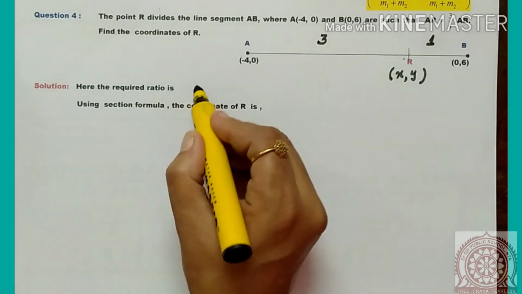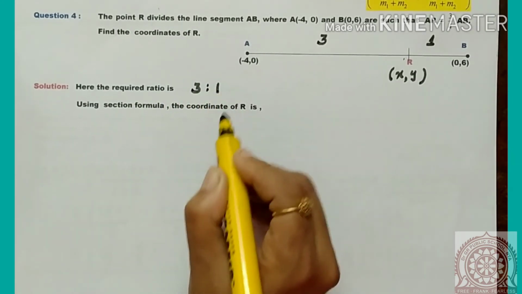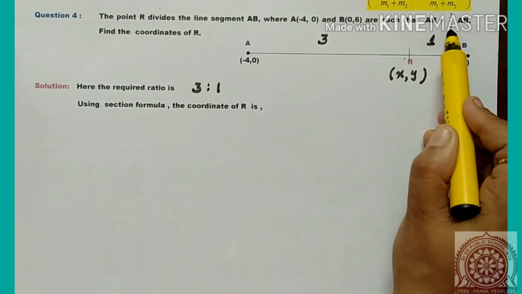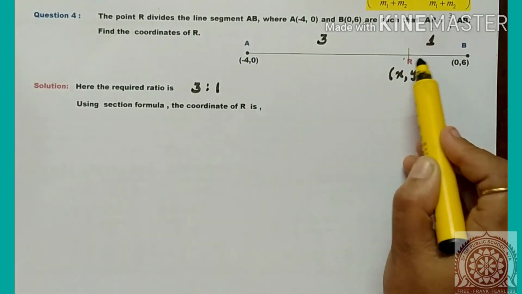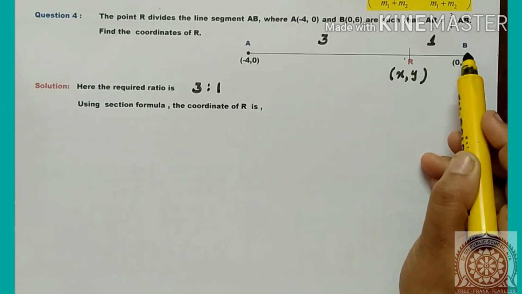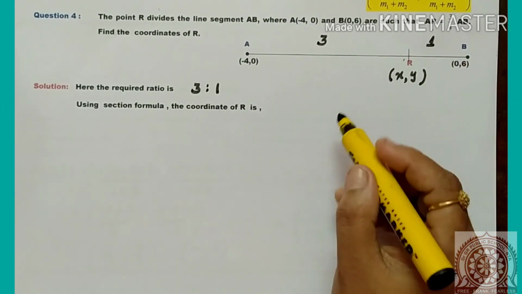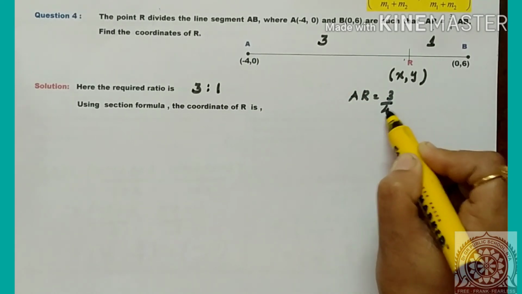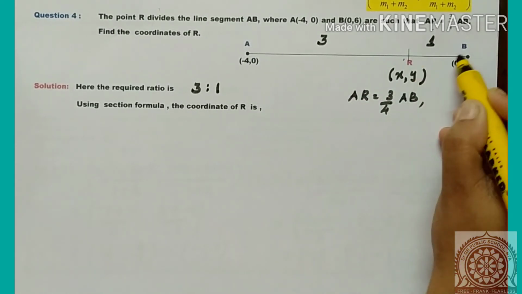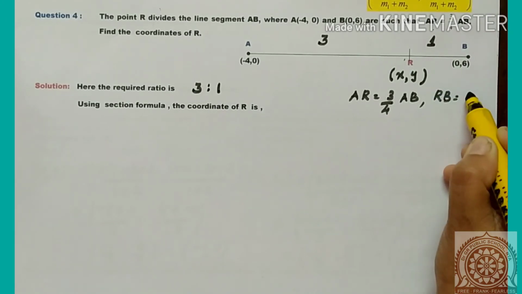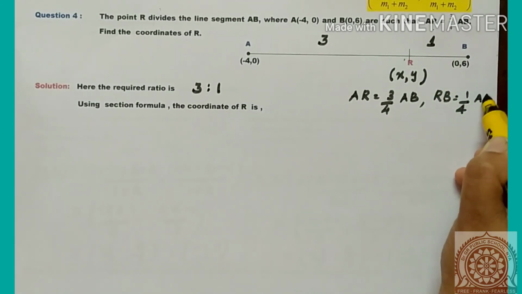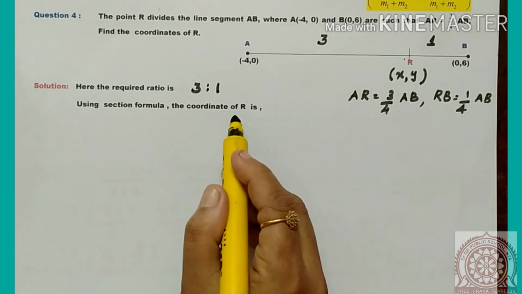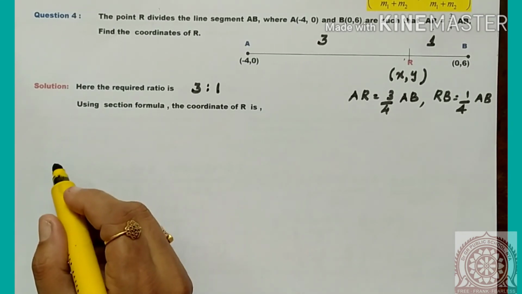Now here the required ratio is 3:1. I hope you understand how we got the ratio as 3:1. Among the 4 parts of the denominator, 3 parts are for AR and the remaining 1 part is for RB. Here AR equals 3 by 4 AB. From this you can say, what about RB? RB equals the remaining 1/4 of AB. That is why you need to take the ratio as 3:1. Using the section formula, you are asked to find the coordinate of R.